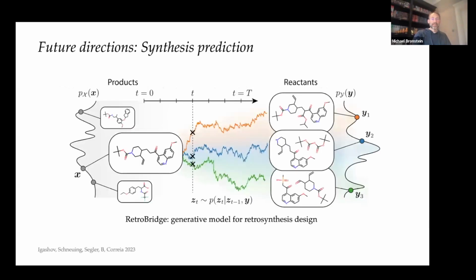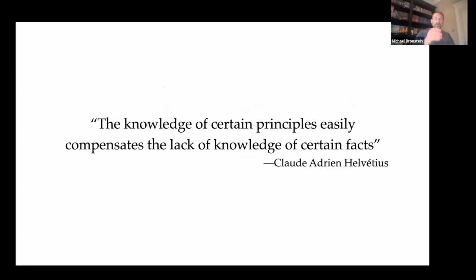And I started with a quote. I wanted to finish with a quote. This one is from Helvetius, who said famously that the knowledge of principles compensates for the lack of knowledge of facts. And I think this is the kind of mindset of geometric deep learning. You don't want to memorize different deep learning architectures. You want to be able to derive them from first principles, which in this case are invariance and symmetry.